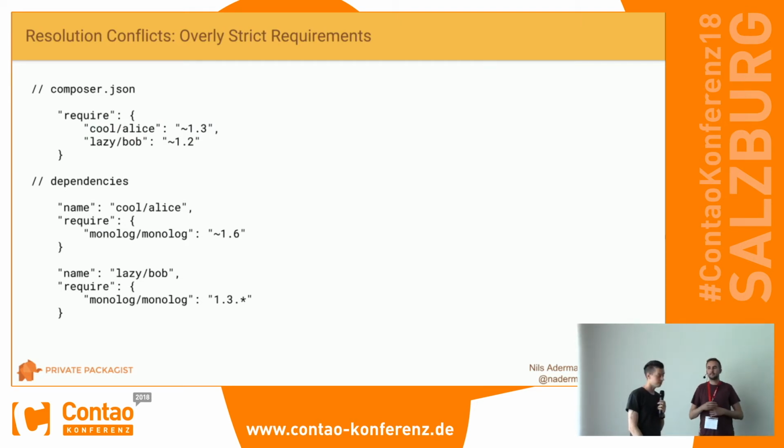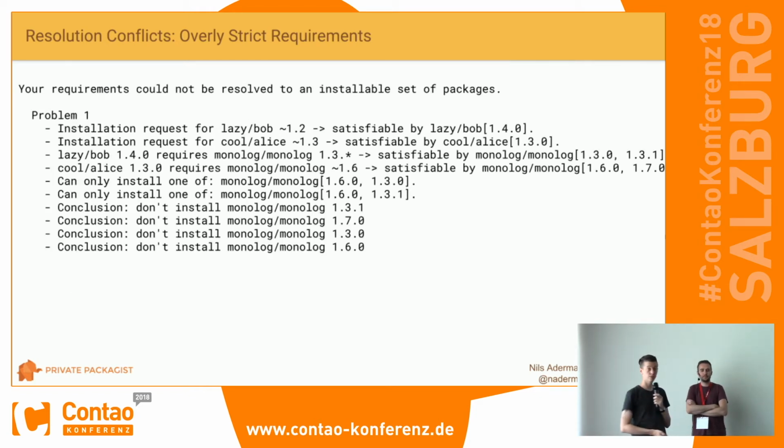So just an example of a conflict situation, and how you can maybe go about solving these. So in our project here, we require two packages: this Cool Alice and Lazy Bob, and these are the package definitions for those two dependencies. So they both require monologue, but in different versions, right? So if we try to install this, we get this kind of helpful output that usually people are not so keen on. I don't know. Maybe I'm just used to it, but I think it's fine.